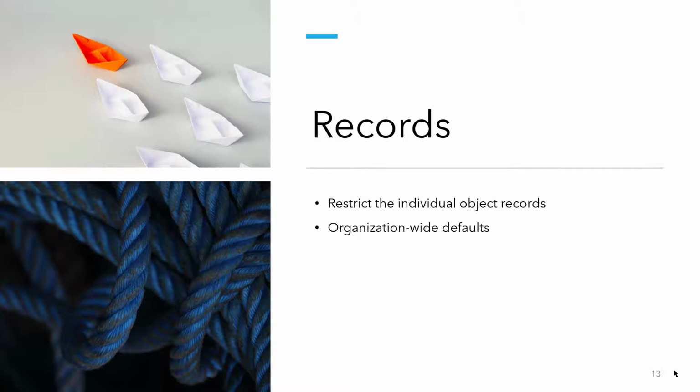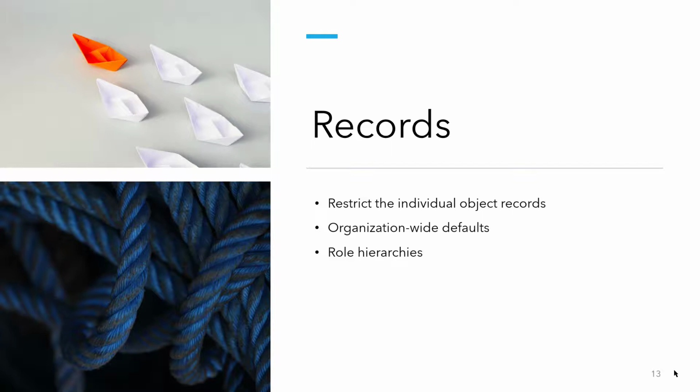Organization-wide defaults. Specify the default level of access users have to each other's records. You use org-wide sharing settings to lock down your data to the most restrictive level and then use the other record level security and sharing tools to selectively give access to other users.